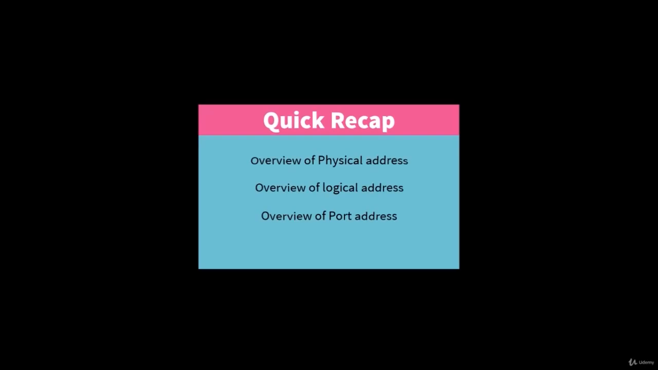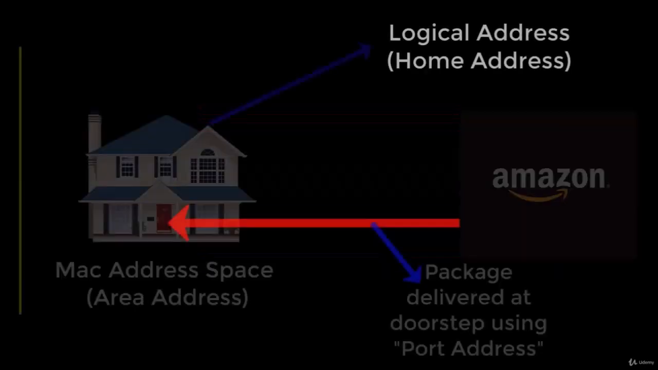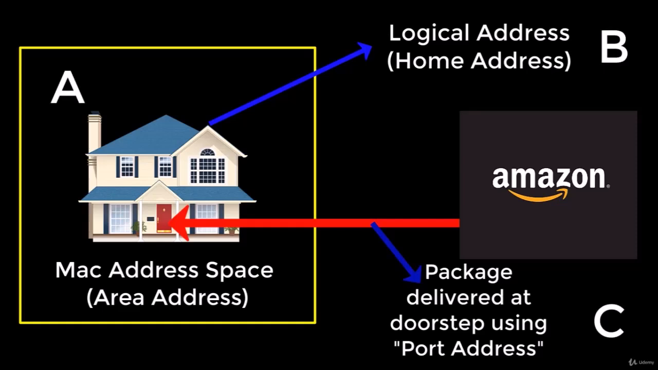Let us have a quick recap. We discussed what a MAC address is and its uses. We saw how the logical address is used. We saw the port address and its uses. To demonstrate a real-life example, let us consider someone from Amazon or Flipkart wants to deliver a packet to your house. The MAC address is the place or region where you live.